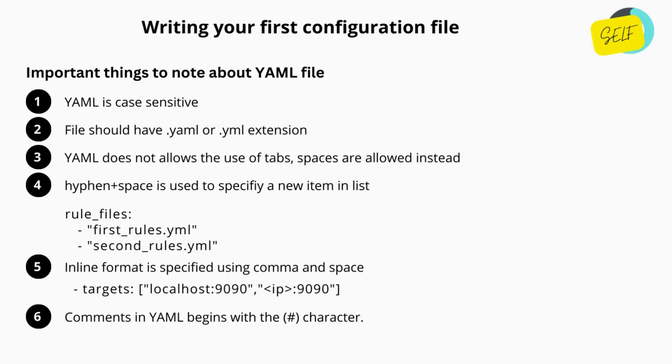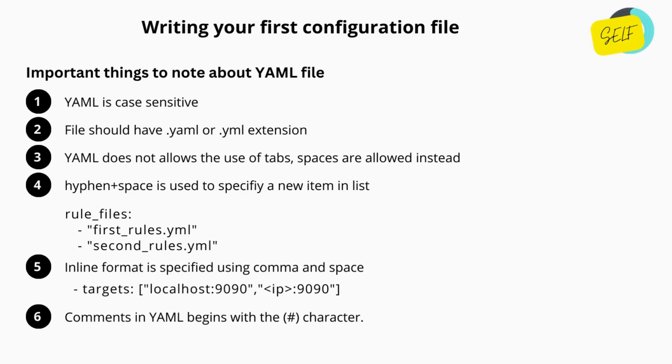Next, comments in YAML begin with the hash character. Whenever you specify a comment in the YAML file, you will start it with the hash character, so that will not be actually considered as a command or as part of the YAML file configuration. So this was about the YAML file format and how we write the configuration in YAML. These are a few basic important things which you should know.